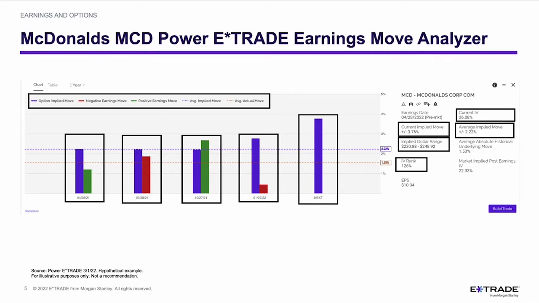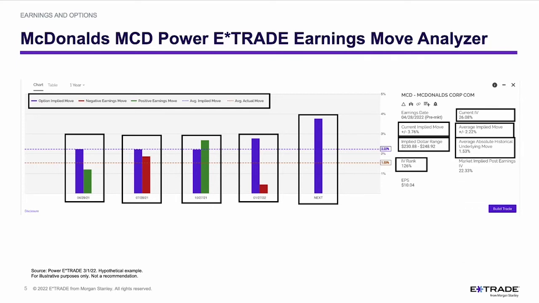Now, the average implied move is 2.22. The current implied move is 3.76. So historically speaking, the option buyers, as we're leading into earnings, are willing to pay for a move of 2.22%. Right now, they're willing to pay for 3.76. So the predictive nature is they're expecting a much bigger move.